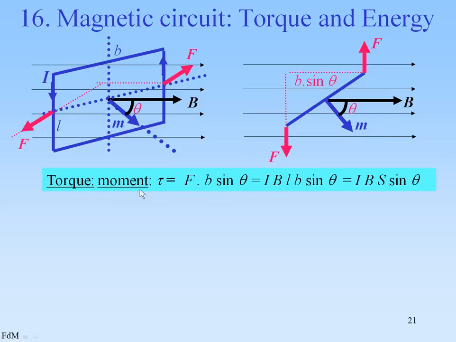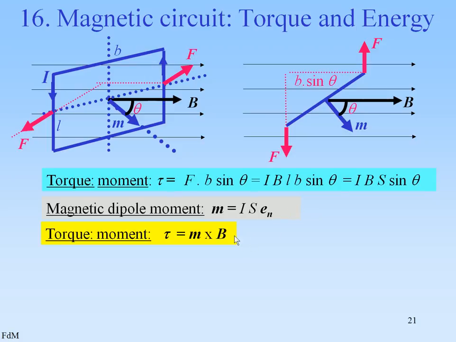The torque moment will be tau is force times distance, b sine theta, is I B L times b sine theta, I times B times L, that's the force, is I B S sine theta. S is the surface area of the circuit. And the magnetic dipole moment m is I S times the normal on the circuit, and thus this means that the torque moment tau is the vectorial product of the magnetic dipole moment times the magnetic induction.